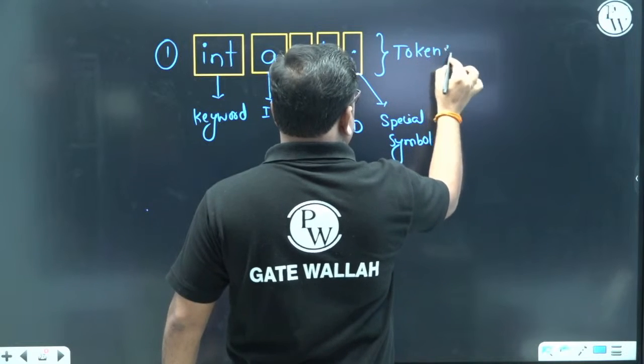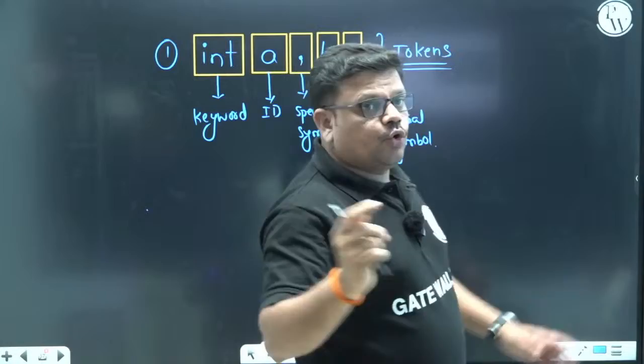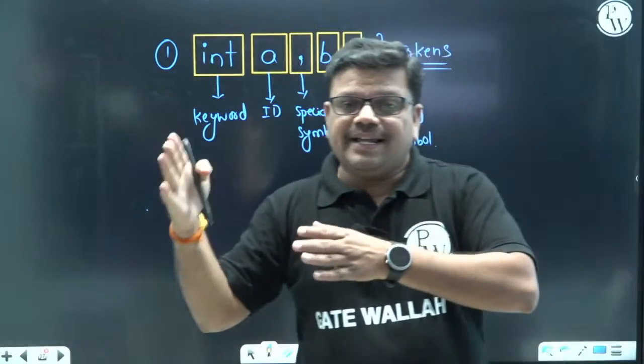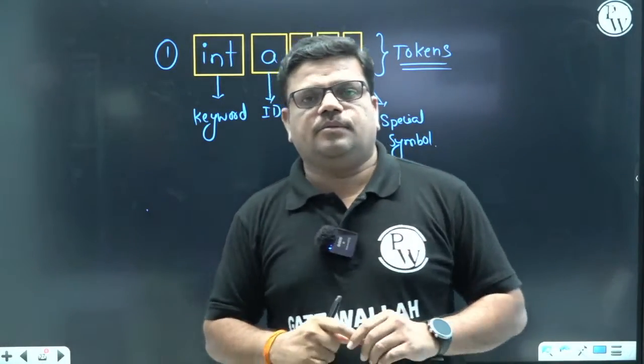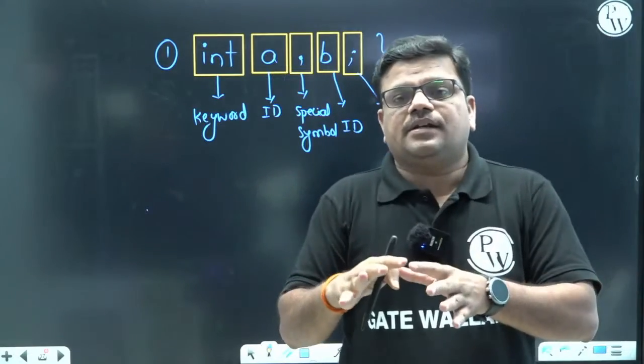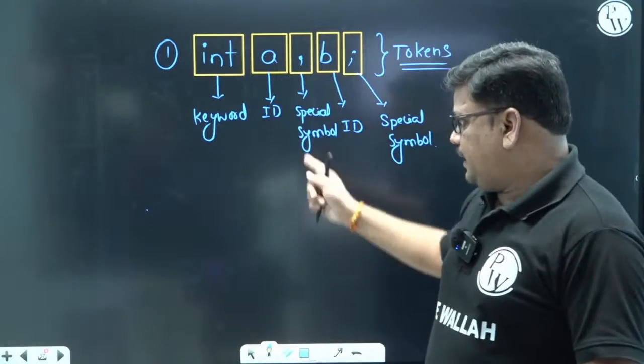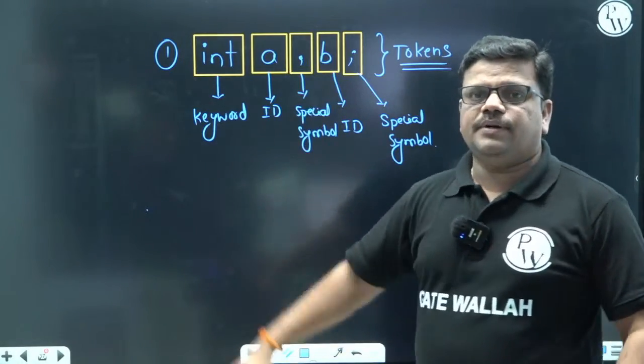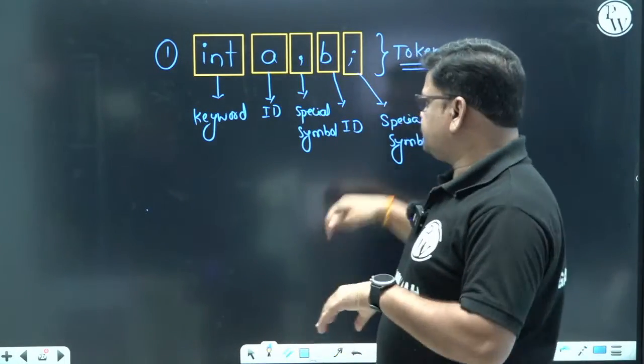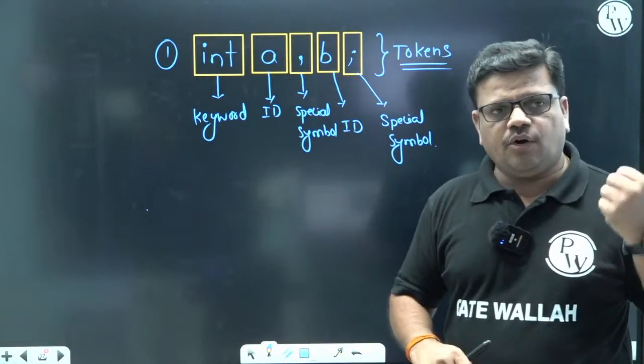So what the lexical analyzer does is group the characters. It reads every individual character as input and groups some characters into one meaningful entity. That meaningful entity can be a keyword, an identifier, a special symbol, or sometimes an operator.